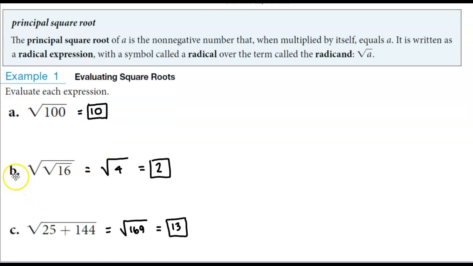Next, in part B, we have the square root of the square root of 16. So we're going to work with the innermost radical expression first and then work outside. So when we take the square root of 16, we get the value of 4. And then when we look at the radical on the outside, the square root of 4 is the value of 2.